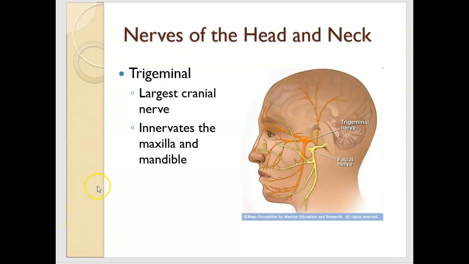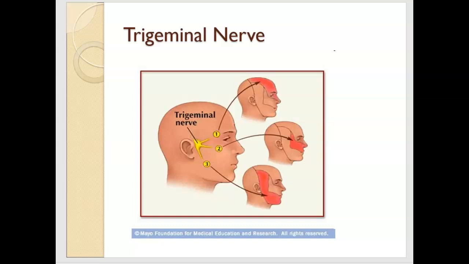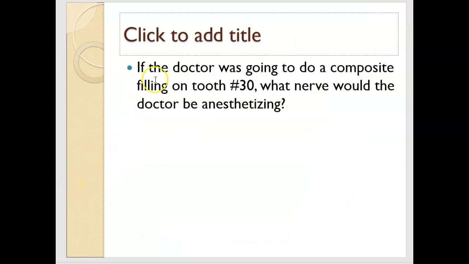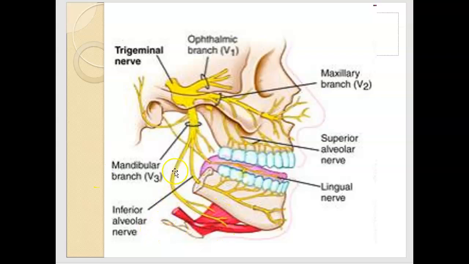The nerve of the head and neck is the trigeminal, the largest cranial nerve, which innervates from the maxillary to the mandibular. And these are three of the trigeminal nerves. If a doctor was going to do a composite on tooth number 30, what nerve would the doctor be anesthetizing? And that would be the mandibular branch.